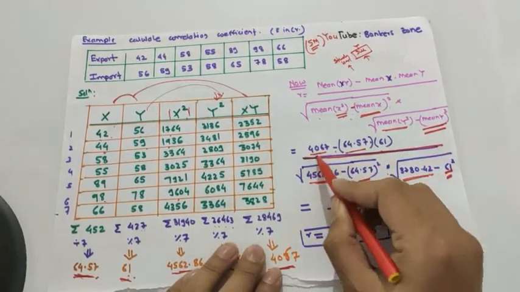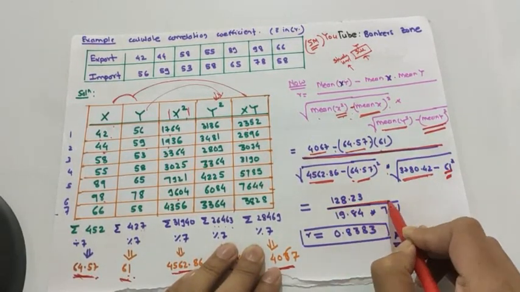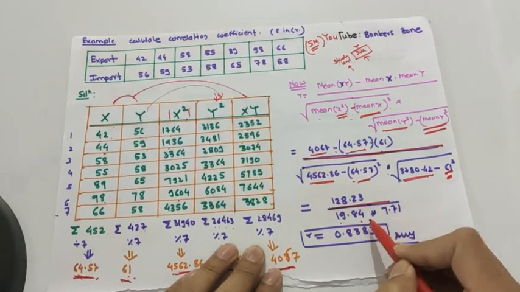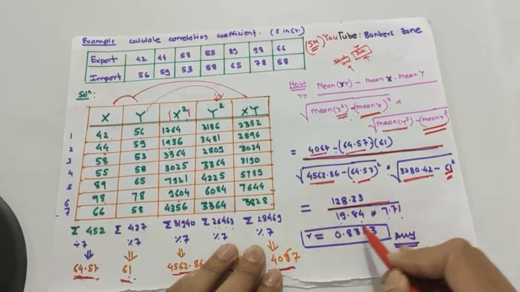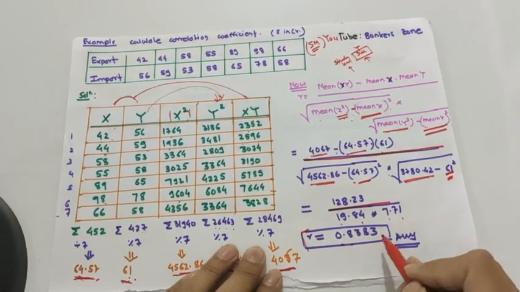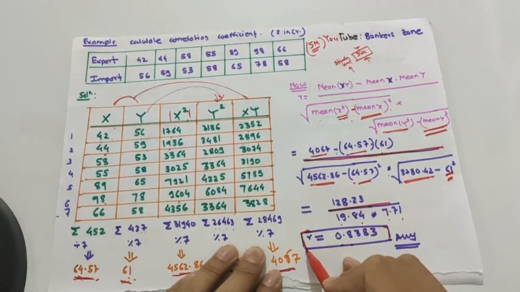So when you solve the numerator, you will get 123.28. When you solve the denominator, you will get 19.84 into 7.71. And when you solve all this, you will get R is equal to 0.8383. That is your coefficient of correlation.